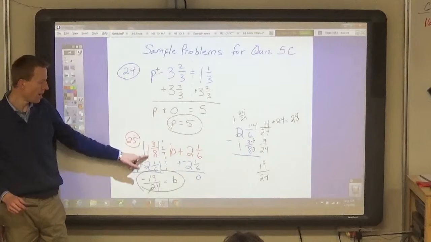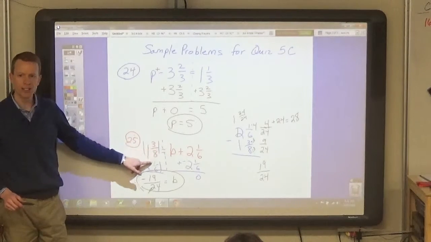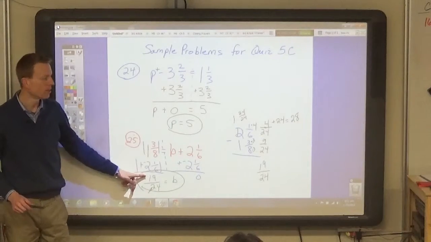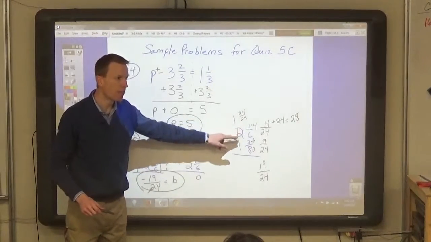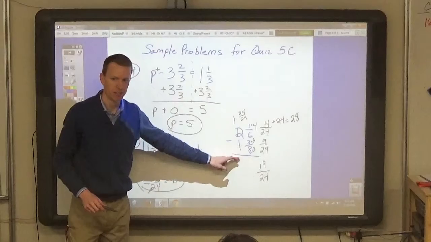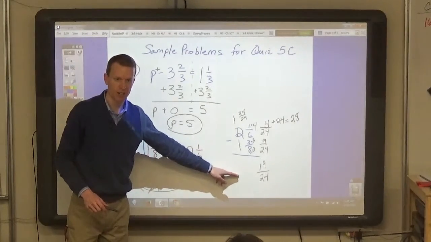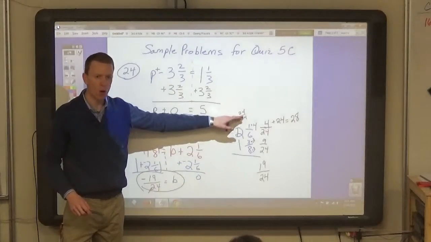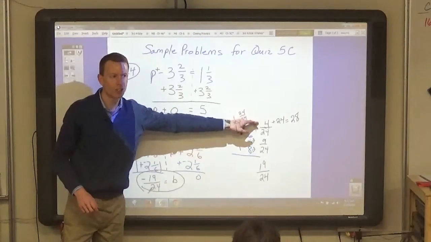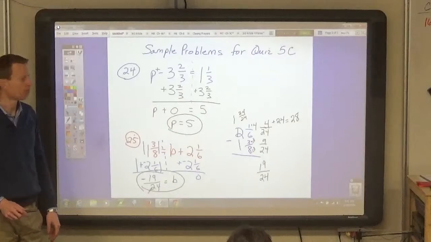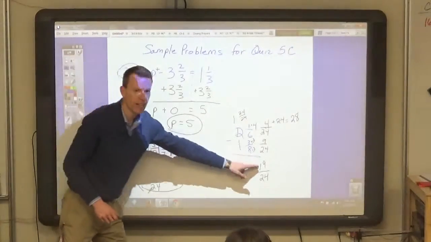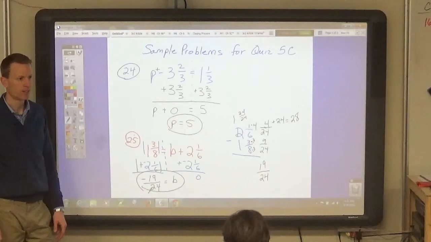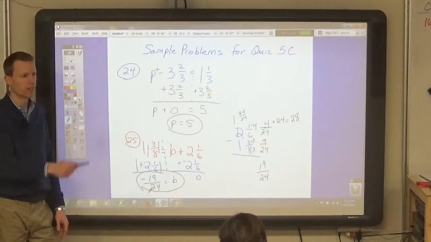Once you get to this point where you're taking away a bigger fraction or a bigger mixed number, you have to do the bigger number minus the smaller number to get the answer. And if you don't have enough pieces, you have to break up one of the wholes and add it to the pieces that you already have, and then get the answer and check to see if it's positive or negative.